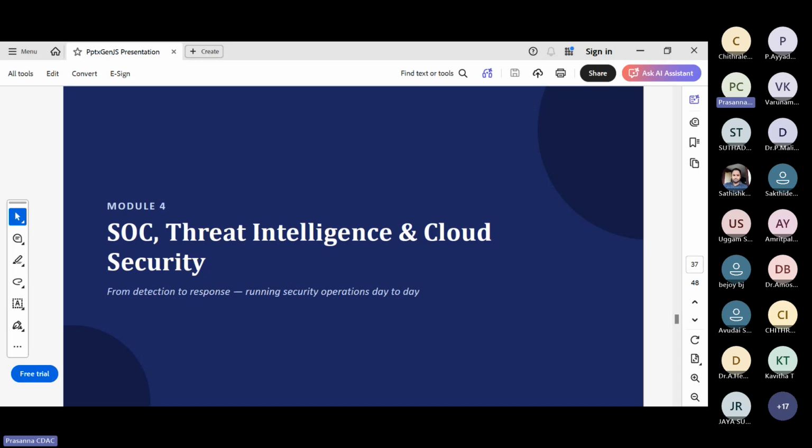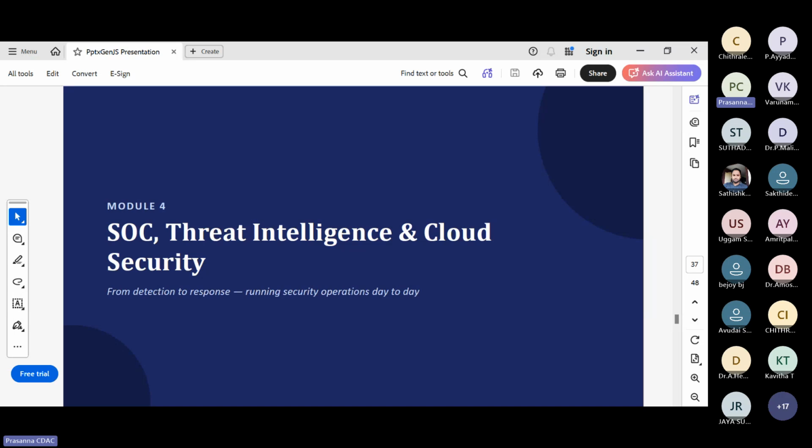Now we will go to SOC, threat intelligence and cloud security, the concept. What we mean by SOC is Security Operation Center. As I told you, there will be a team of persons. Normally, in the IT department, in whatever industry, there will be majorly 3 to 4 teams for the IT infrastructure.